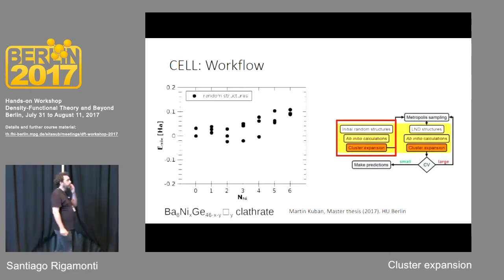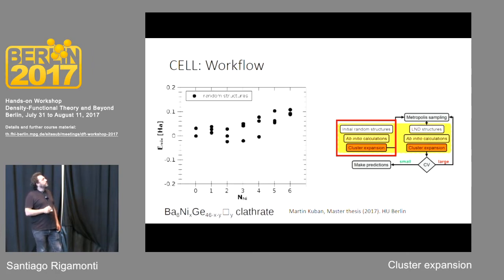So I will show here how it works in practice. This is taken from a master thesis by Martin Kuban here in HAU. This is for the ternary clathrate. Basically, as I showed before, you have the guest atoms. These are kept fixed. These are called spectator atoms because they do not take part in the cluster expansion. But what takes part in the cluster expansion are these three elements: nickel, germanium, and vacancies. That vacancy is also considered as a species in the metal.